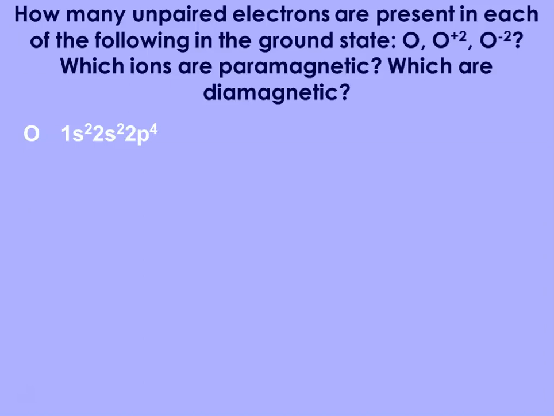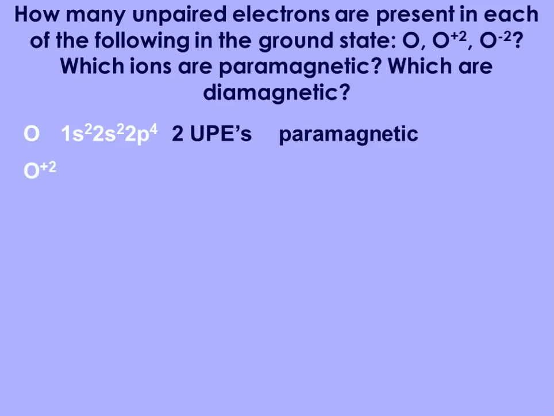I would put one in each of the 2p orbitals, and then I would pair up one of those electrons with the fourth 2p electron. The other two would not have an electron that they are sharing their orbital with, and so there would be 2 unpaired electrons. So because there were two electrons that were unpaired, this would be considered to be a paramagnetic atom. With O+2, you're losing 2 of the electrons that oxygen normally has.